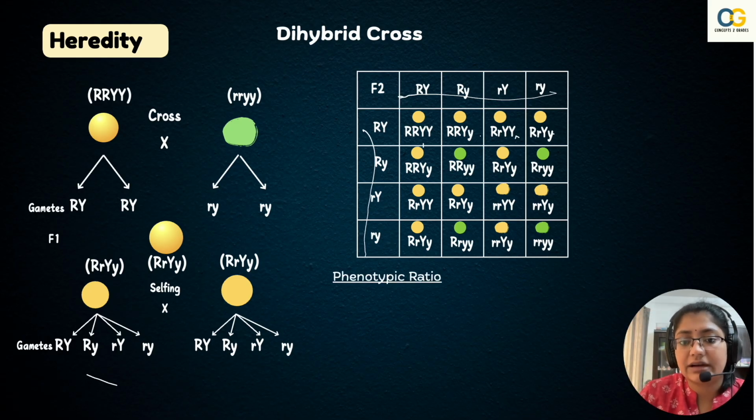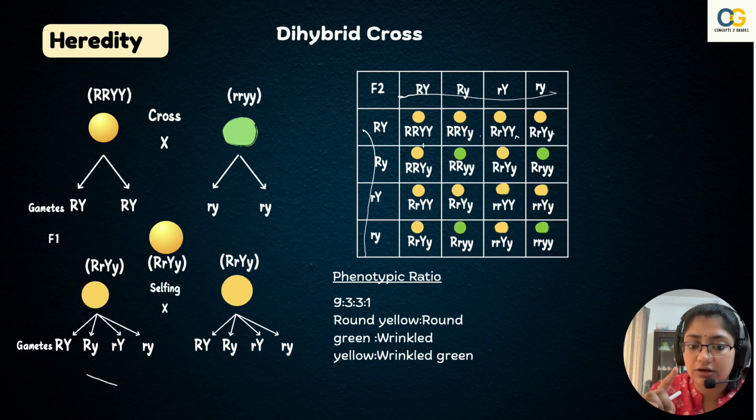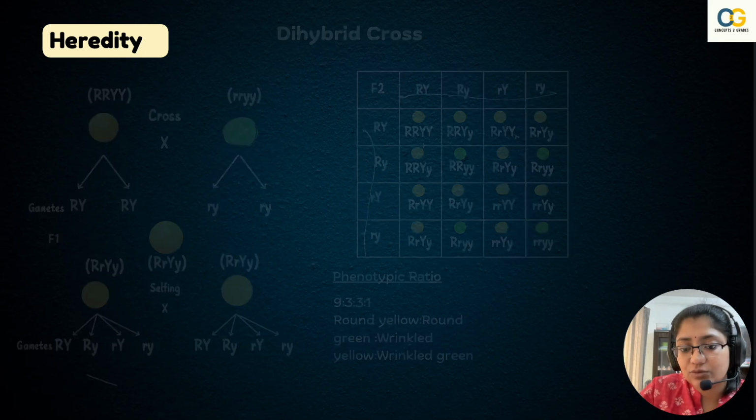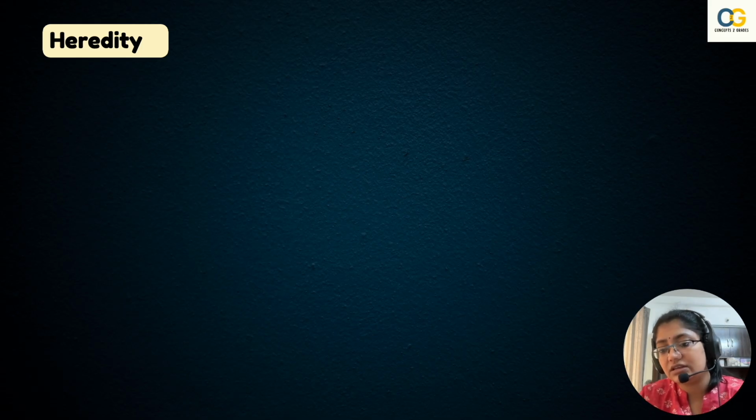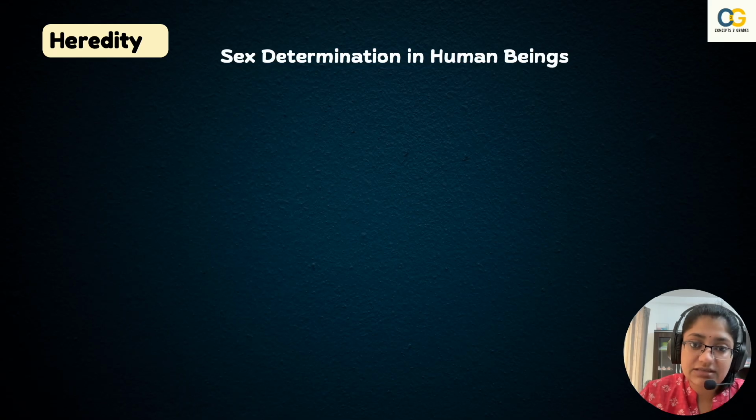Similarly, here, if you write the phenotypic ratio, round yellow, round green, wrinkled yellow, wrinkled green, you are saying the possibility of having round yellow is 9 times more than the possibility of having the other kids. So that is what the 9:3:3:1 ratio means. Now coming to the sex determination of human beings.